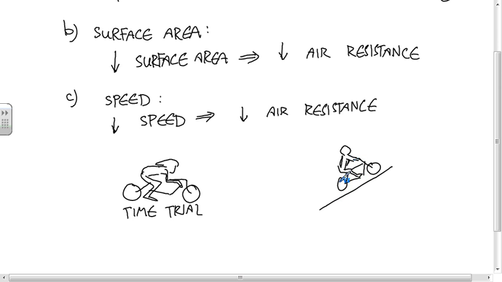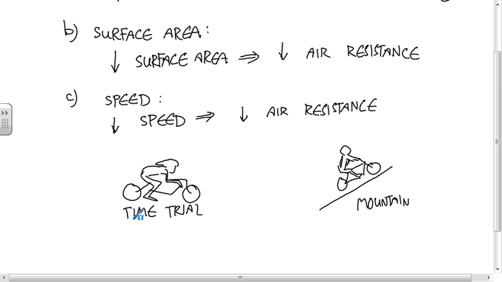Okay, so what's the deal? Like, why are they wearing and riding, say, $15,000 worth of stuff designed to fight through air resistance, avoid air resistance in the time trial, and here they're just wearing regular stuff? They don't seem to care about air resistance at all.